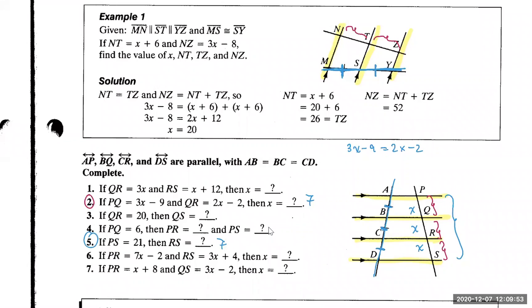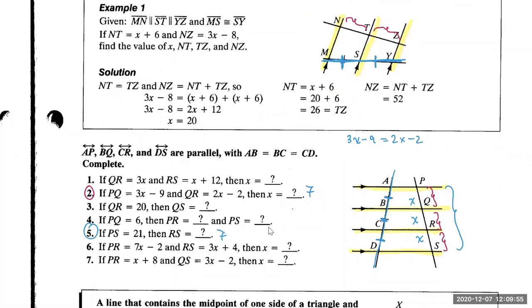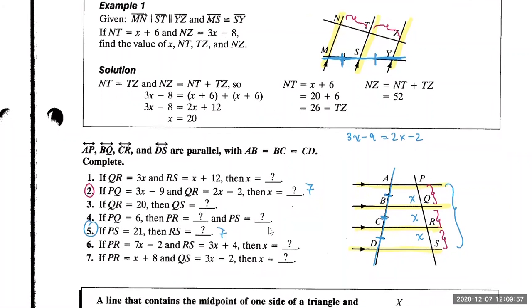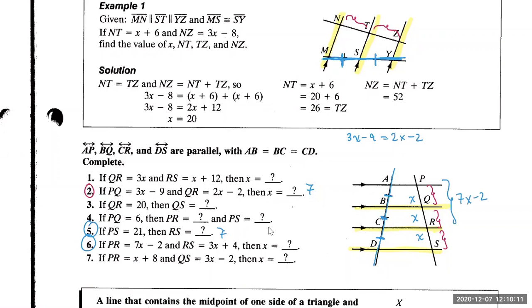Okay, the last one we'll do is, which one was the, 6. So if you guys take a look at 6, in 6, this time they give you guys that PR is equal to 7x minus 2. So let me mark that off for you guys. This is 7x minus 2. And that RS is equal to 3x plus 4.